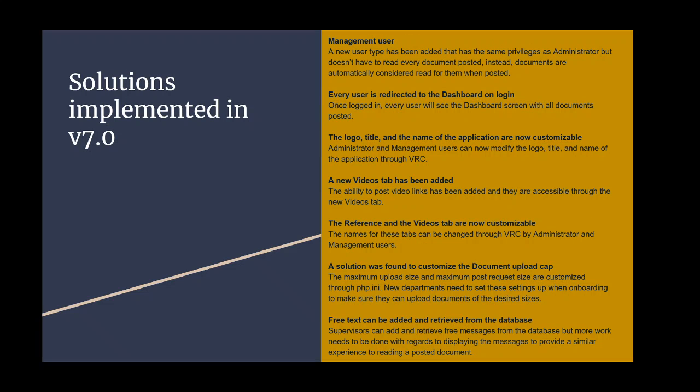So this is what we did in version 7.0 to address most of those issues. Management user. So now we have a user that is just like the administrator, but we call it management. And every single time a document is posted, management users will see them as already being read. So that's it. They're not required to click on them. Every user is redirected to the dashboard once they log in. And many things are customizable now from the site settings. So that way now new departments can onboard and give names to a lot of things however they like.